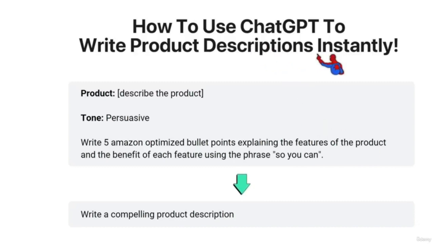So to help you out, let me just show you the template that you can use to write product descriptions instantly. First off, you want to describe the product. When you get an order from Fiverr, they are going to tell you what product they need you to write a description for. So all you have to do is just fill in the blanks, describe the product. Then you want to tell ChatGPT to write in a persuasive tone, and then you just use this line word for word. Write 5 Amazon optimized bullet points explaining the features of the product and the benefit of each feature using the phrase "so you can." You can just use this entire sentence, so you can get ChatGPT to write out 5 compelling bullet points for your product description, copy everything into a Google Doc, and then you can send it to your customer on Fiverr.